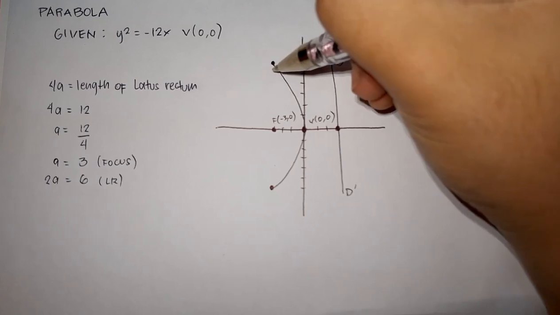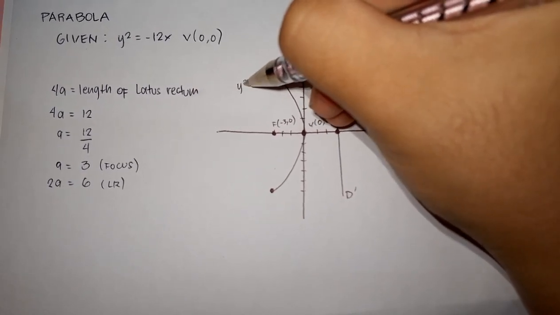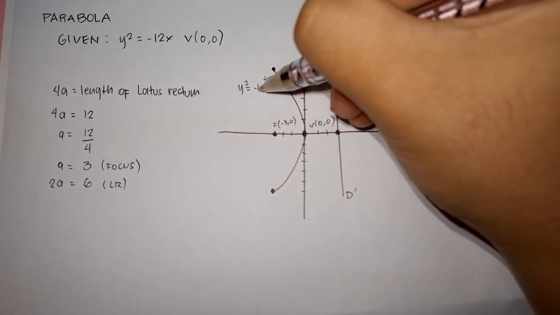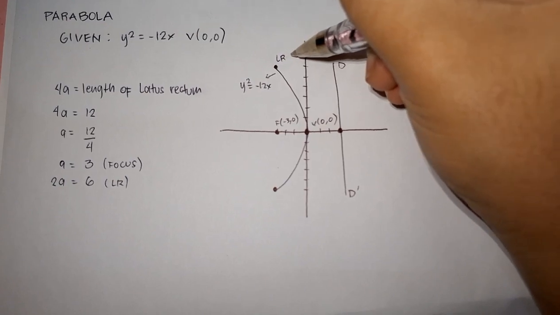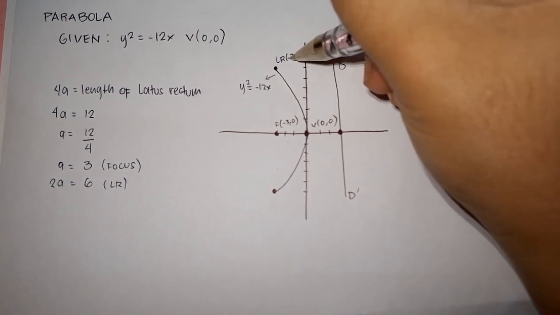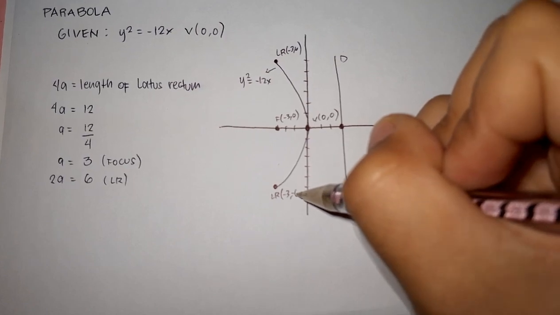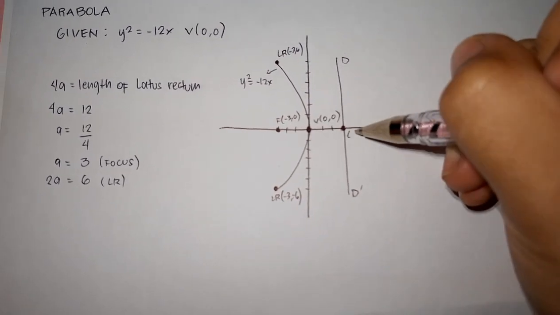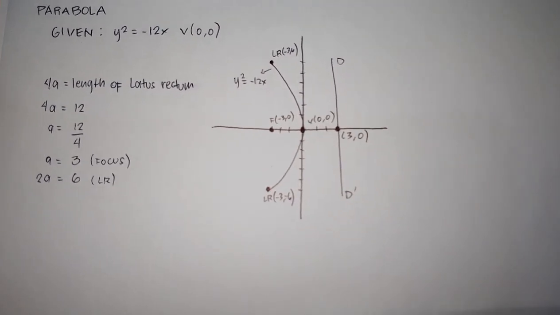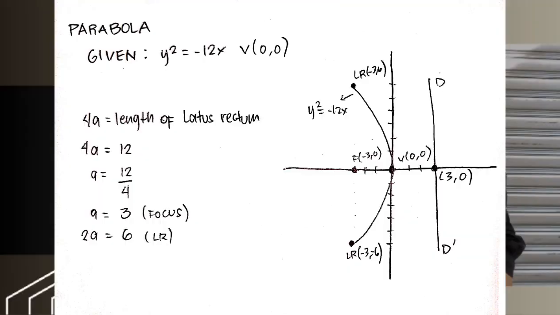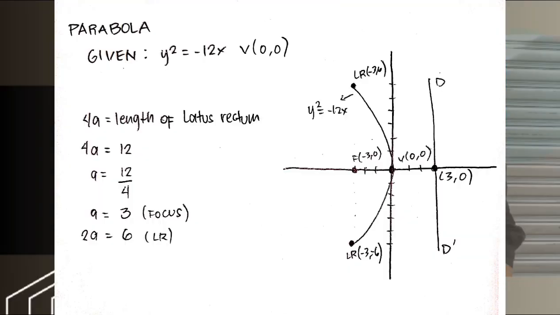Finally, we can sketch the parabola. We'll draw a smooth curve that passes through the vertex and endpoints of the latus rectum. Remember, the parabola is symmetrical, so make sure both sides are evenly curved. And there we have it. We've successfully plotted our parabola.